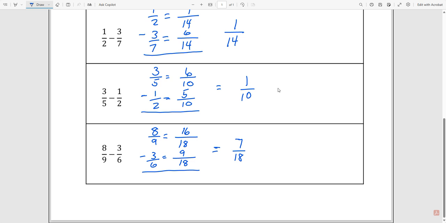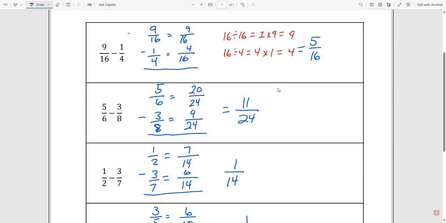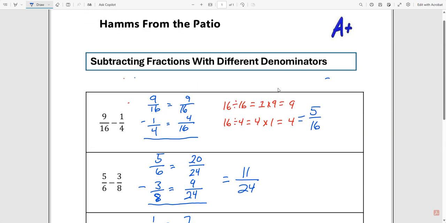All right, that is it. And that's all for subtracting fractions with different denominators. All right, hopefully that helps you out.